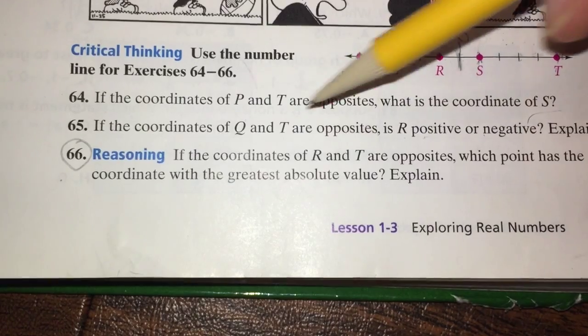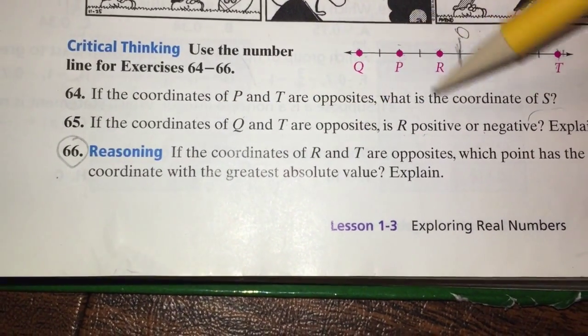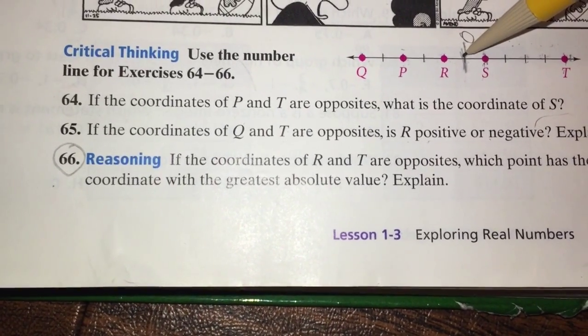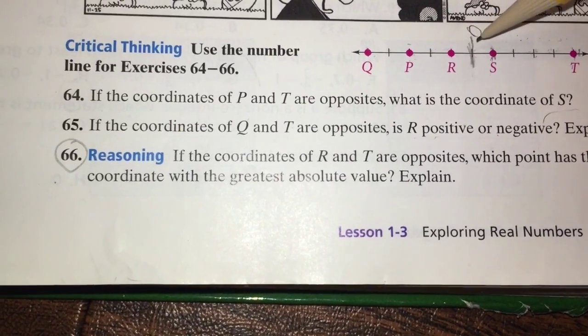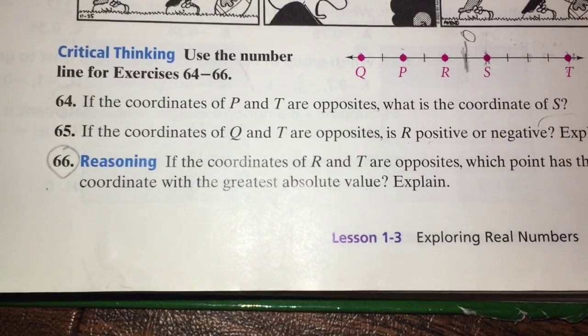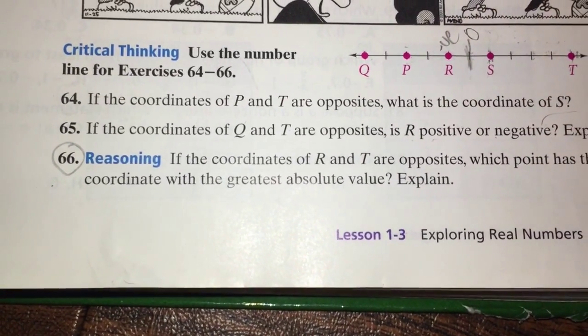Now let's look at the question again. If the coordinates of Q and T are opposites, is R positive or negative? By looking at this, it's easy to find whether R is positive or negative. It's clearly negative because it's on the left-hand side of 0. So that's clearly negative, right?